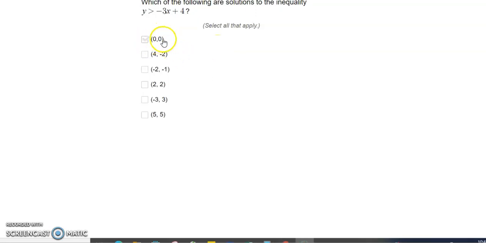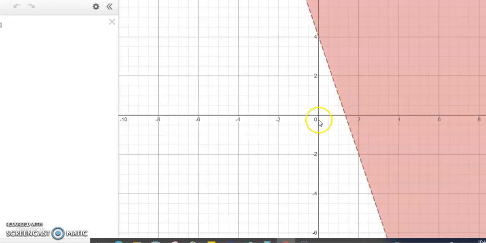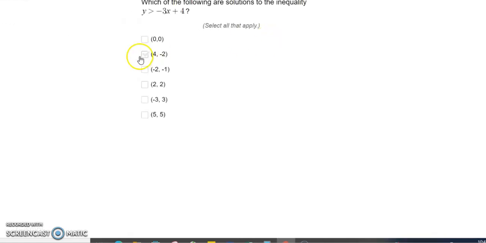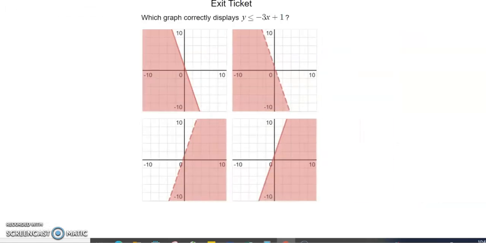So for example, I have 0, 0. So if I look on my Desmos, 0, 0 is right here, and that's not going to be in the shaded region, so I know it's not going to be a solution. Remember, if it's on the dotted line, it's also not going to be a solution. So you can just check your graph that way. And then you guys need to do your exit ticket.